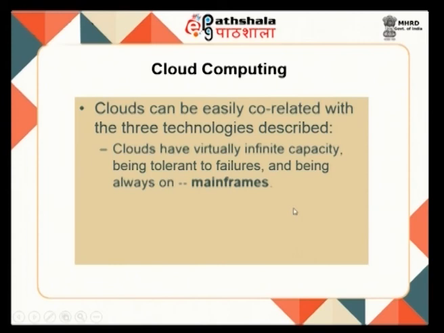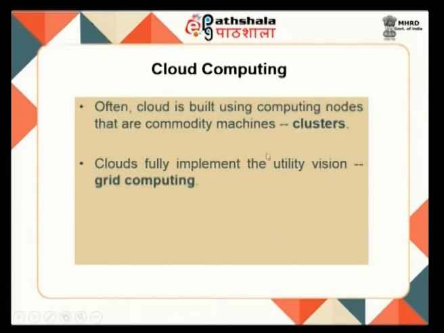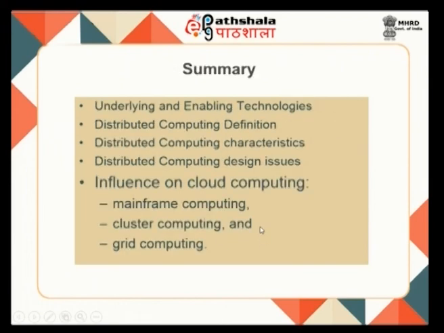So, if we look at cloud, we see that infinite capability, fault tolerance, and always on are the characteristics from mainframes. Being built using small nodes or commodity machines are the characteristics from cluster computing, and utility computing is a characteristic taken from grid computing.